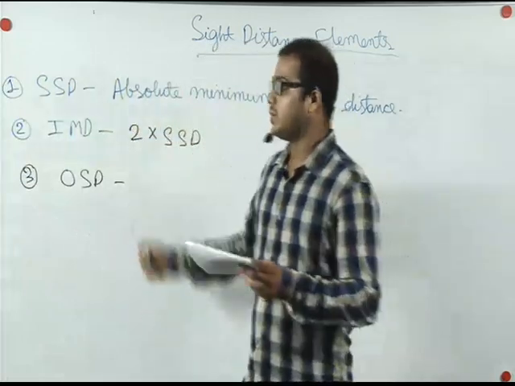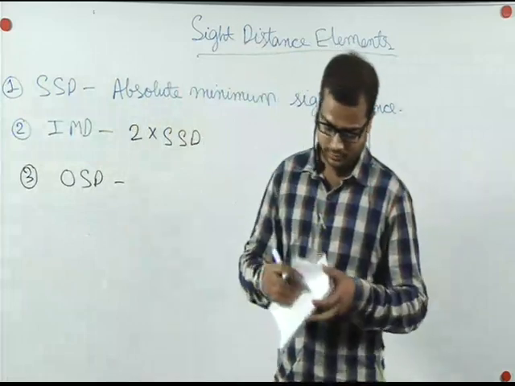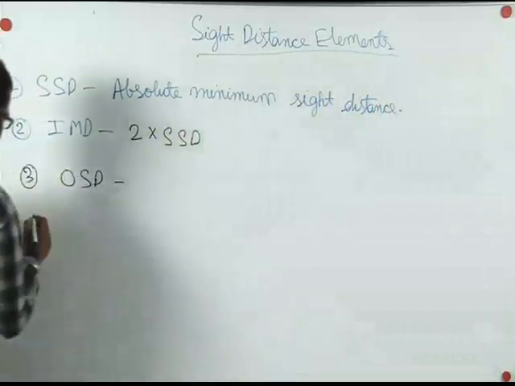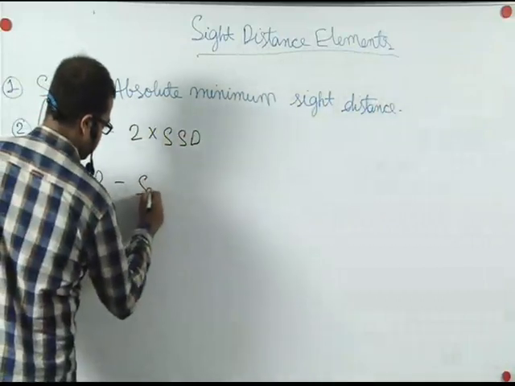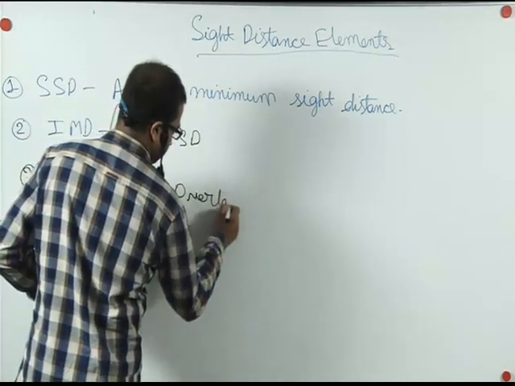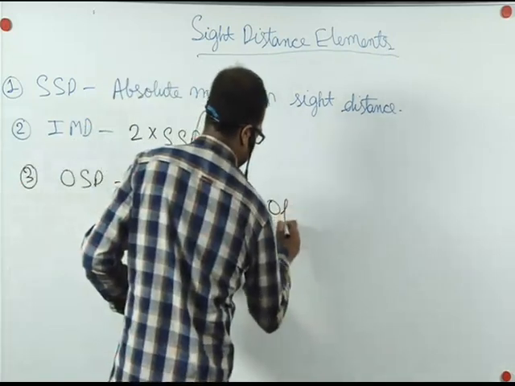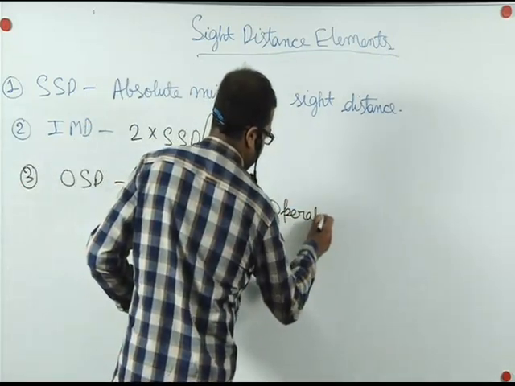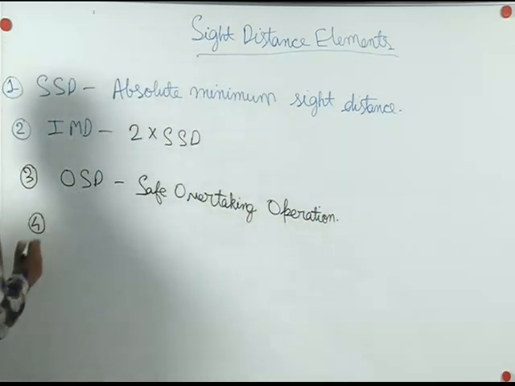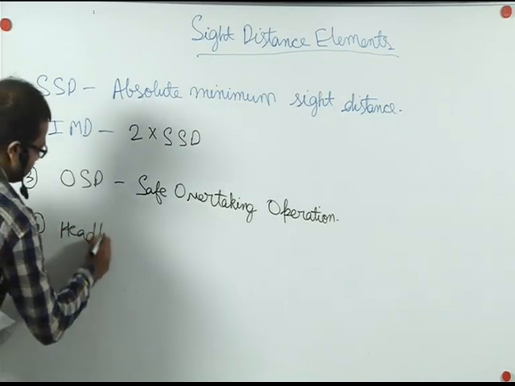This is mainly used for safe overtaking operation. And the fourth one is headlight sight distance.